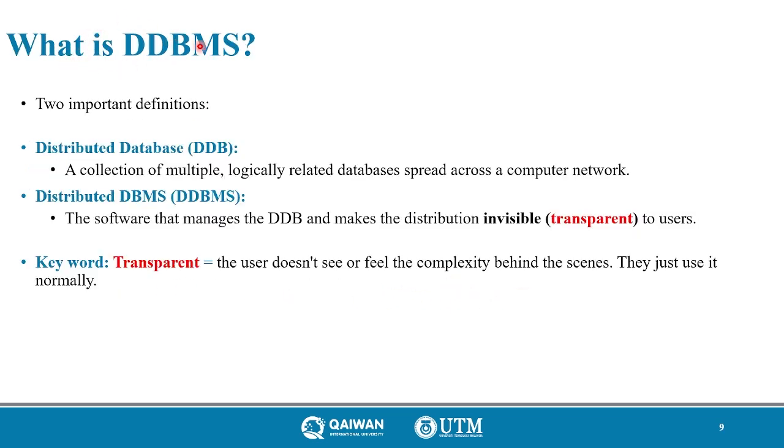Now, what is distributed database management system? In order to know this, we have two important definitions. First, distributed database itself: a collection of multiple logically related databases spread across a computer network. Distributed database management system, on the other hand, is the software that manages this DB and makes distribution invisible to users. The keyword here is transparent, that you need to be aware of, which means the user doesn't see or feel the complexity behind the scenes. They just use it normally.